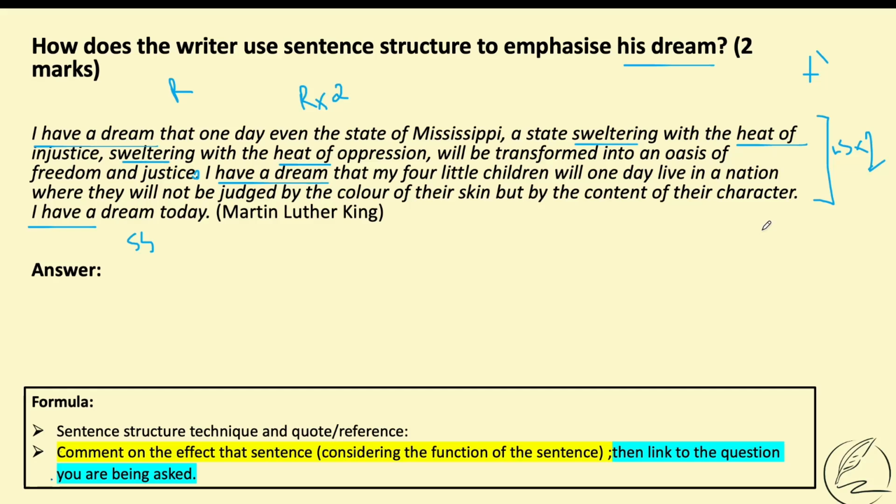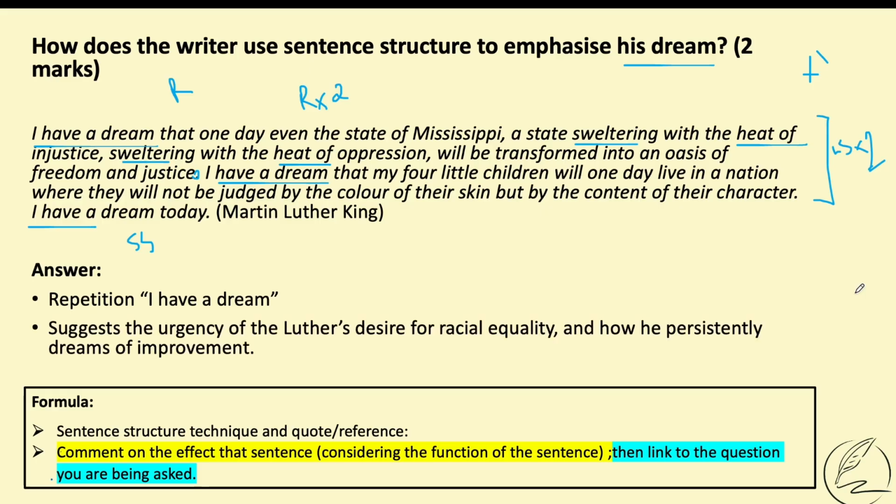So remember your formula: sentence structure plus quote or reference, comment on the effect of that sentence considering the function of the sentence, then link it to the question you're being asked. So I've gone for the thing that I found easiest. Repetition, "I have a dream", suggests the urgency of Luther's desire for racial equality and how he persistently dreams of improvement. So here I've dealt with the function.